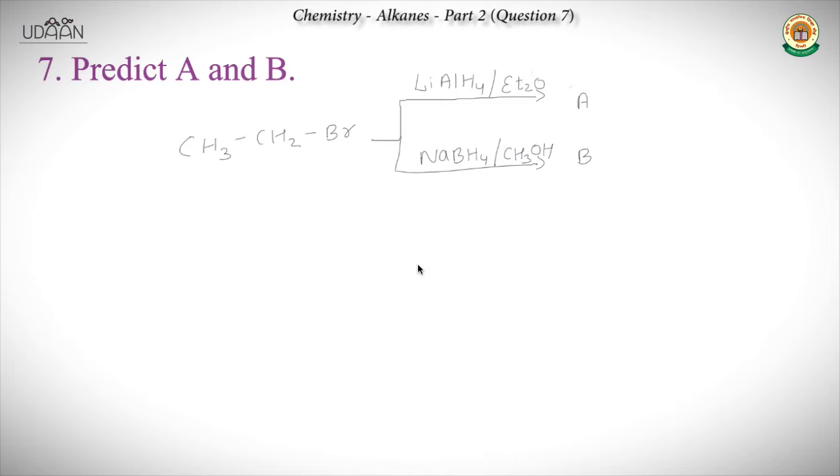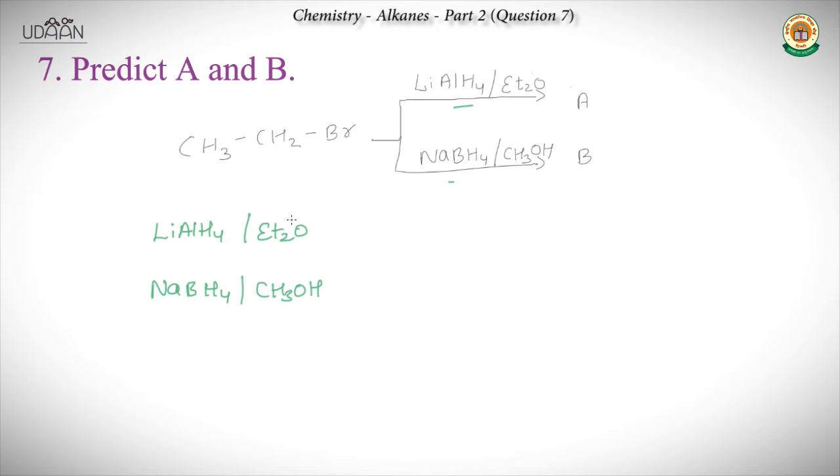Question number 7 is fairly straightforward, where we are given a particular compound. There are two reactions that take place and you're expected to predict A and B. So Gopi, how do you think we'll go about this? First, you need to know the difference between these two reagents. First is lithium aluminum hydride in the presence of Et2O, and the second one is sodium borohydride in the presence of methanol.